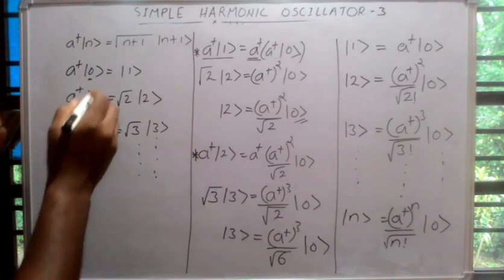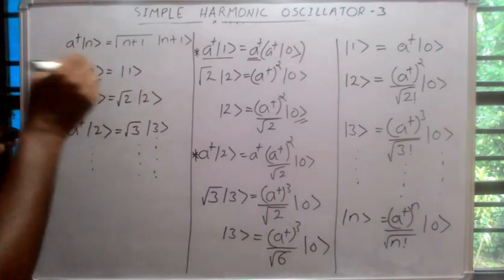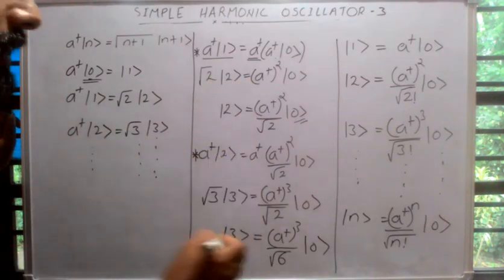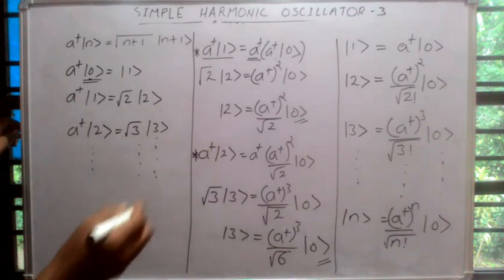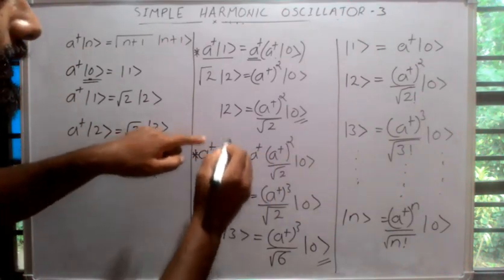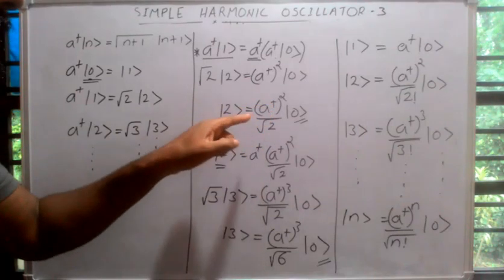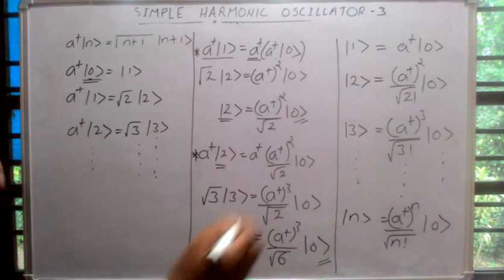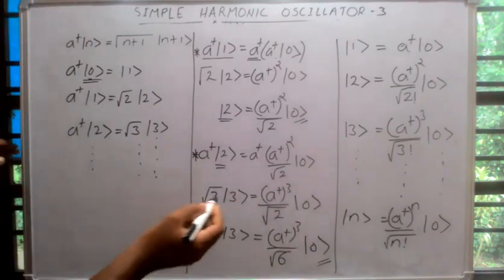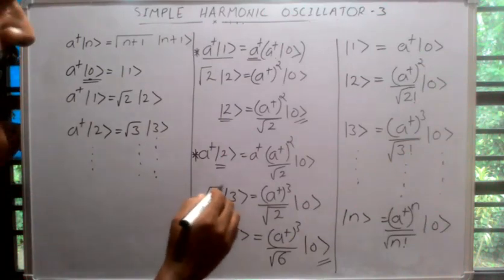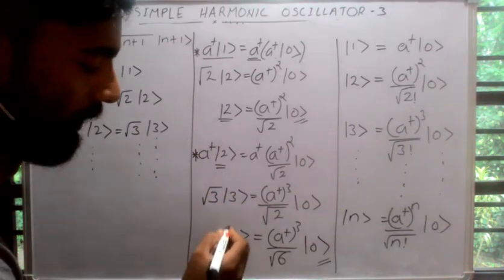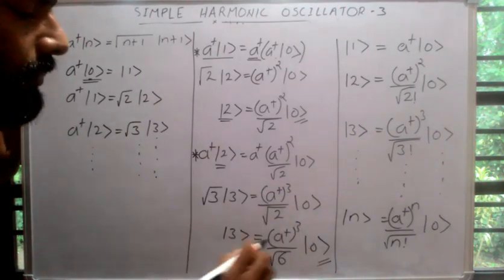So here we have written |1> in terms of |0>, and our intention is to write all the number kets in terms of this |0>. For that, the next step is a dagger |2> equal to a dagger times |2>, and we know |2> from here: |2> is a dagger square over under root 2 |0>. That is equal to a dagger cube over under root 2 |0>, and on the left side from this equation a dagger |2> equals under root 3 |3>. From that we can solve |3> equal to a dagger cube over under root 6 |0>.